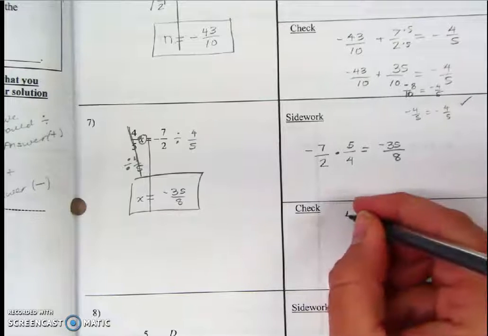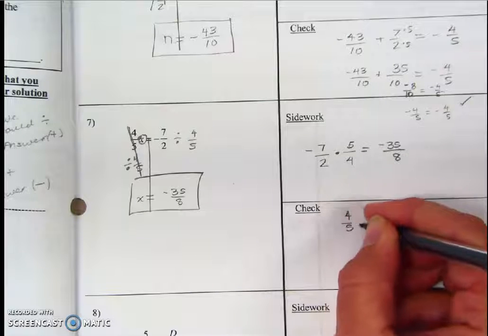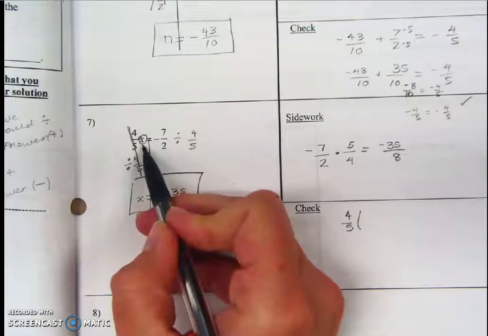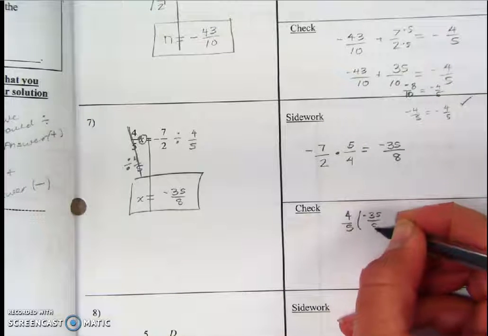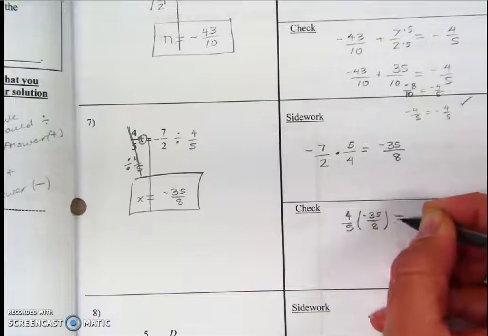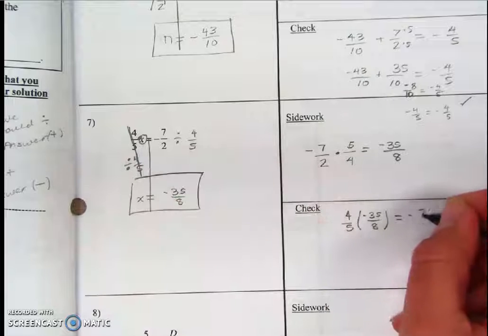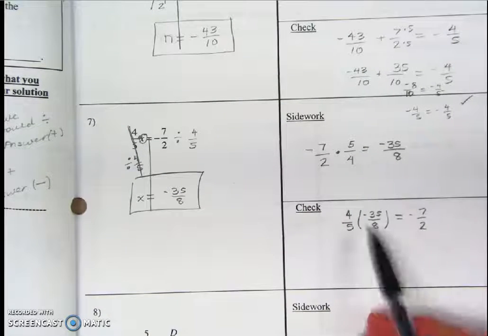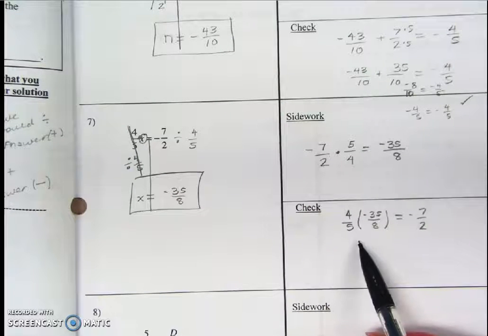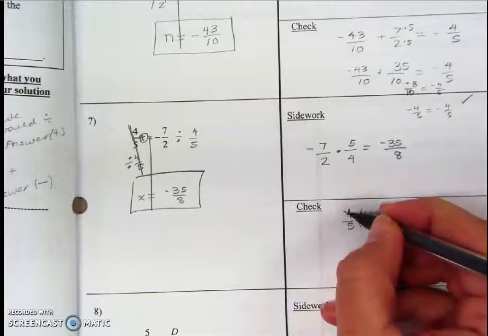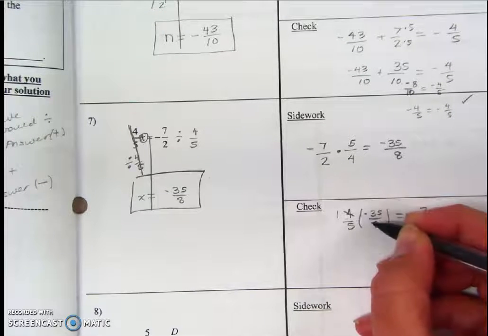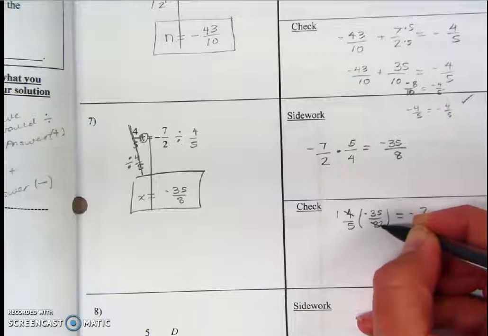That means I should be able to take 4/5, take out the x, replace it with what I got, negative 35 over 8, and the answer should be negative 7 over 2. All right, so let's do this multiplying. Here we can cross-reduce. So 4 and 8 both have 4's in them. So how many 4's can I take out of 4? 1. How many 4's can I take out of 8? 2.